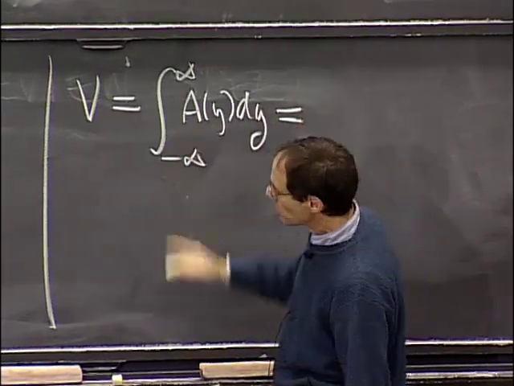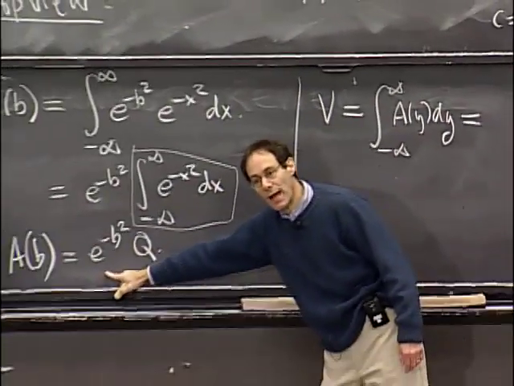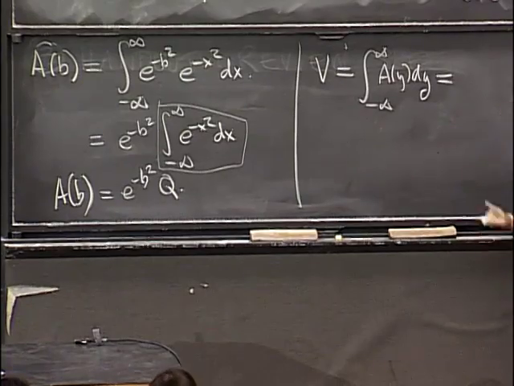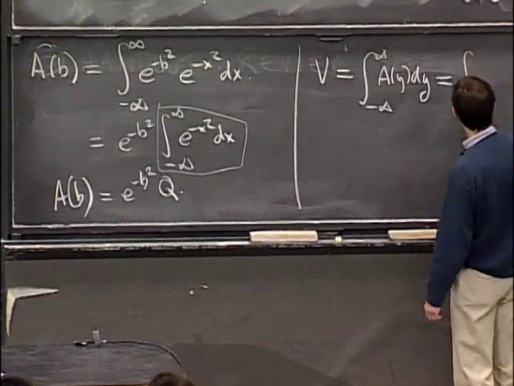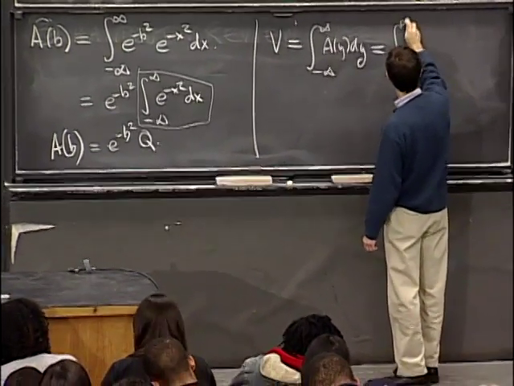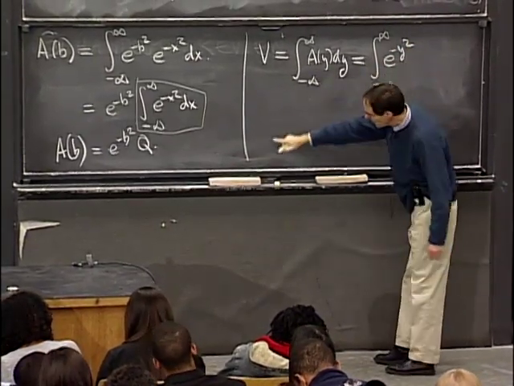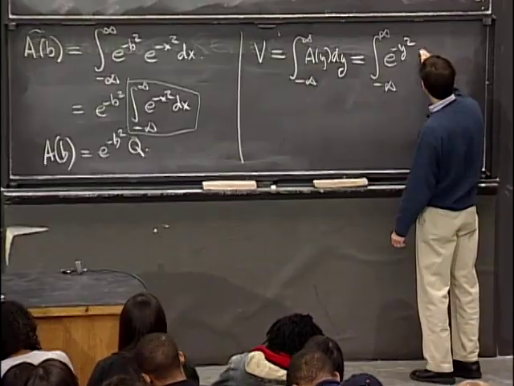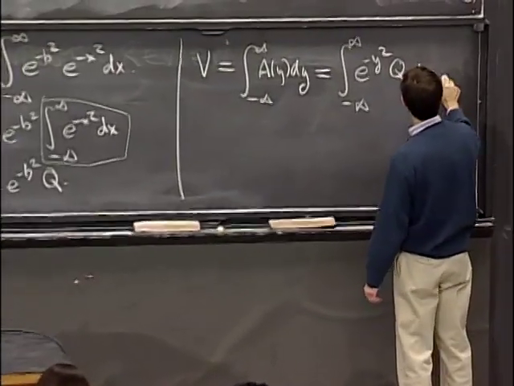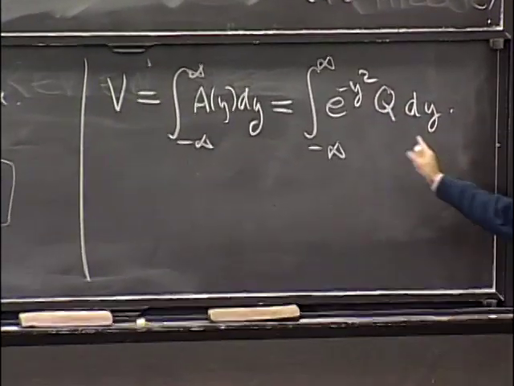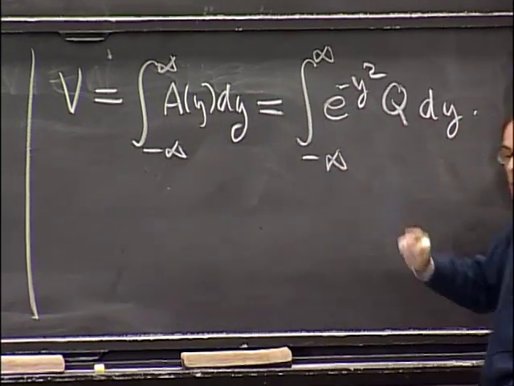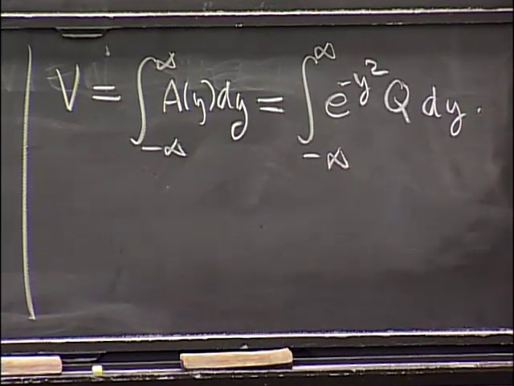And now I'm just going to plug in the formula that we found for A. Now I'm doing this for each b, so I'm doing it varying over all b. So I have the integral from minus infinity to infinity, and here I have e to the minus y squared. I've replaced b by y. And now I have Q, and I have dy. I just recopied what I had over there into the formula for slicing.